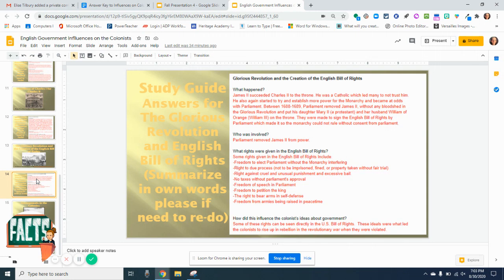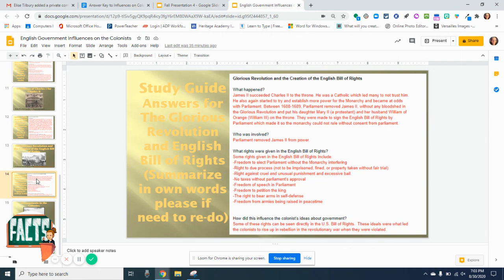It is called the Glorious Revolution because no blood was shed. So at least this was a non-violent revolution. So that's great. Parliament removed King James II. William of Orange seized the palace, took over, removed King James without any bloodshed in the Glorious Revolution, and they put King James II's daughter, Mary II, a Protestant, and her husband, William of Orange, William III, on the throne.